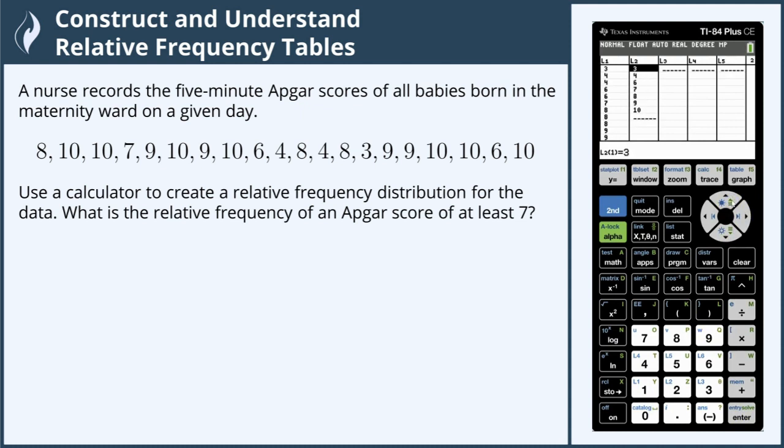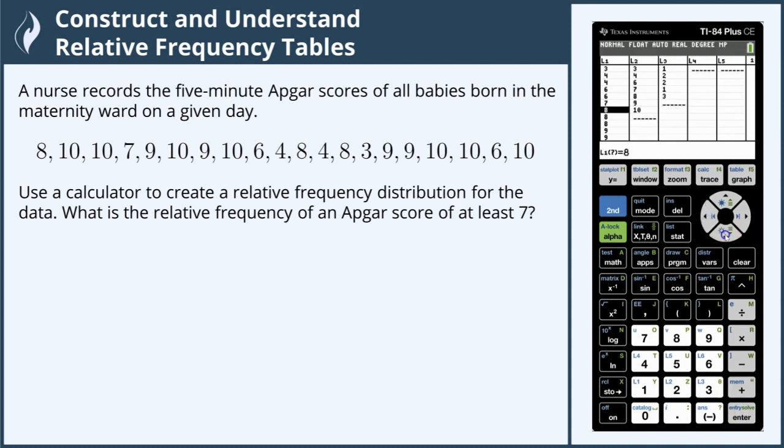Now in our list 3, we're going to write down how many times each of these values happen. There is exactly 1 three. So we'll type in 1. There are 2 4s. So we'll type in 2. There seem to be 2 6s, 1 7. We have 1, 2, 3 8s.